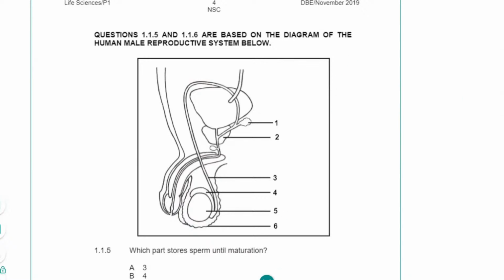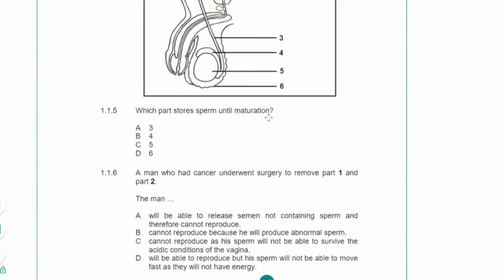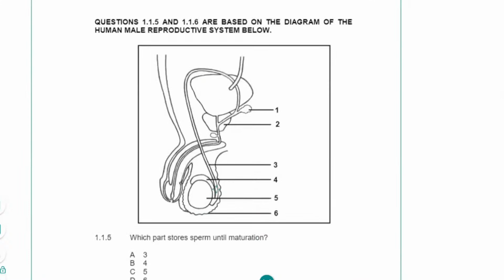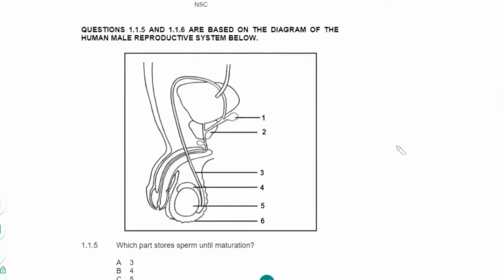So let's go to the question. Which part stores sperm until it matures? Since we know that epididymis is number 4, it is the one which stores sperm until it matures. So it means that 1.5, the answer must be B, which is 4. So the answer is B. It stores sperms until they get mature.